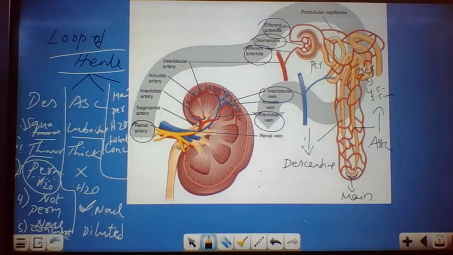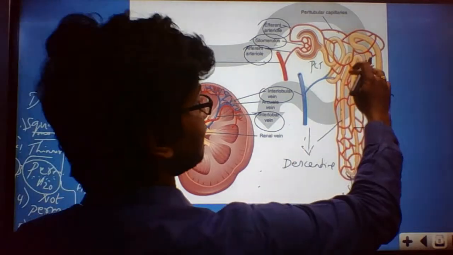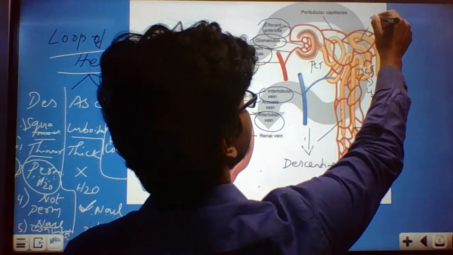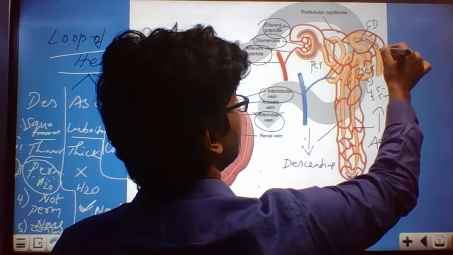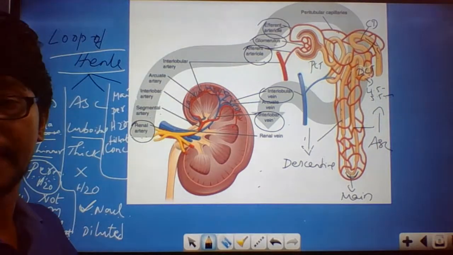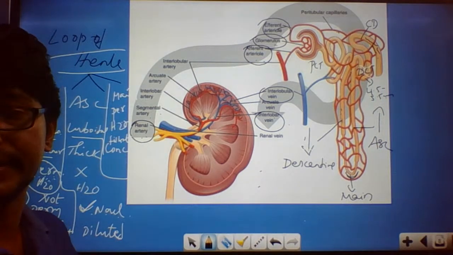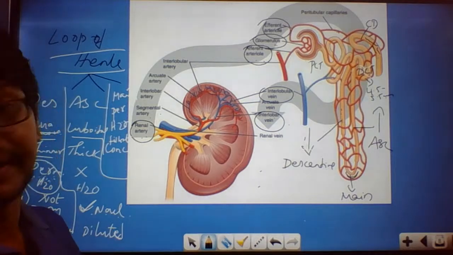Then we have the collecting duct. What is its size? At last, the distal convoluted tubule merges with the collecting duct. This is called the collecting duct. In the collecting duct, we have one type of duct actually. Can you name the duct which is present in the collecting duct?